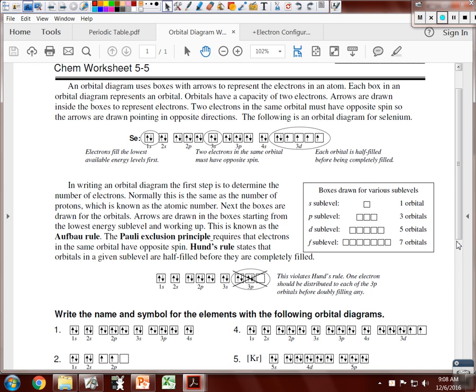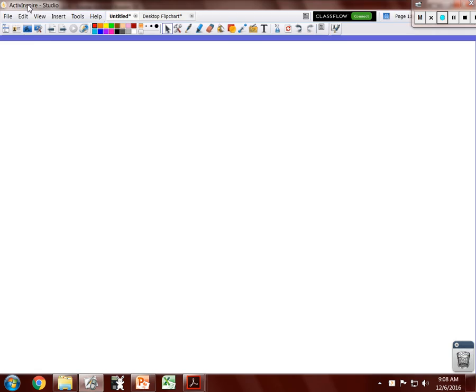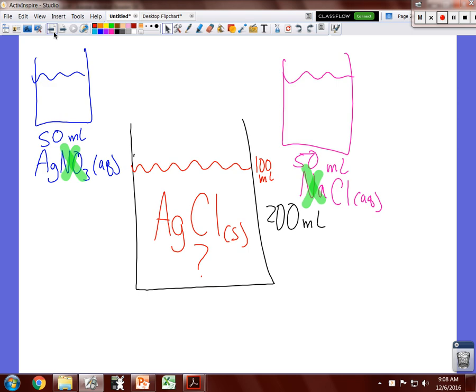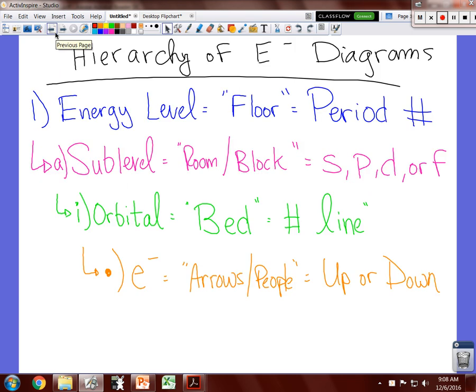So first of all, you understand kind of what's going on. I want to go back and show you this hierarchy thing we talked about yesterday. If I can find it. There it is. Hierarchy. Okay? So it's a system of how things are developed and set up. So the three words that are odd to you were energy level, sublevel, and orbital.